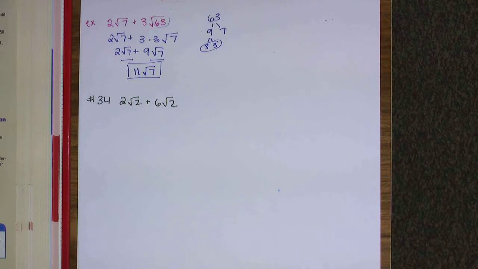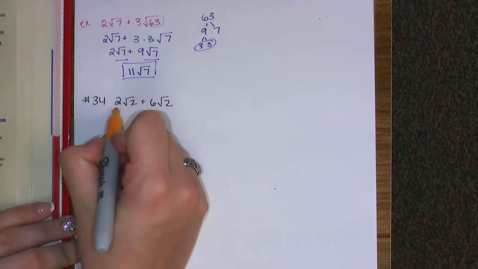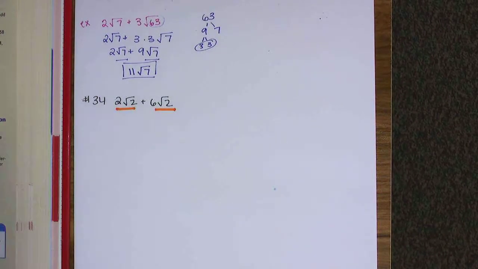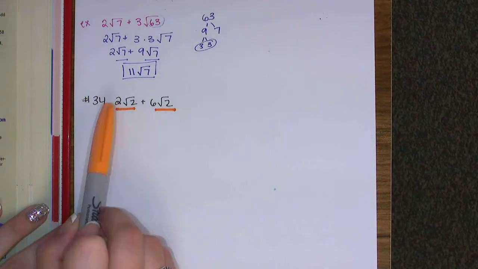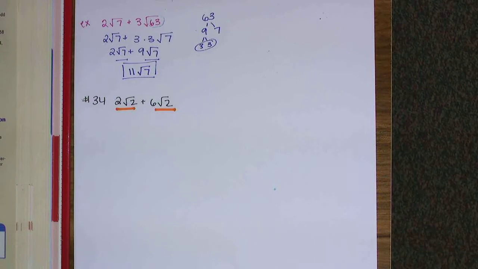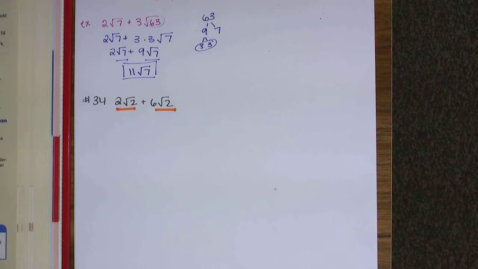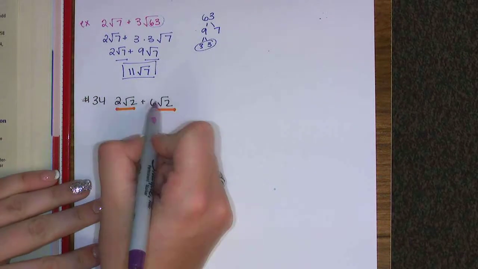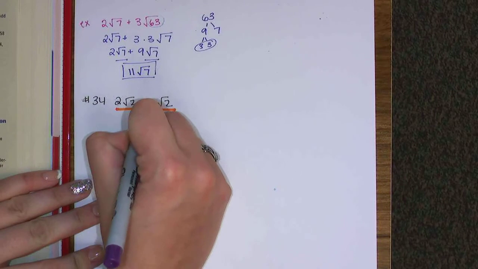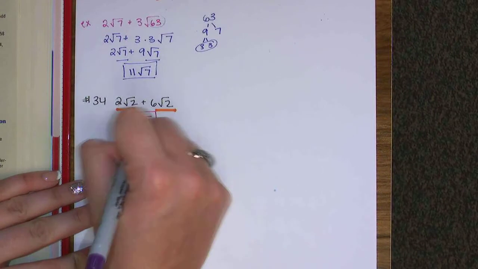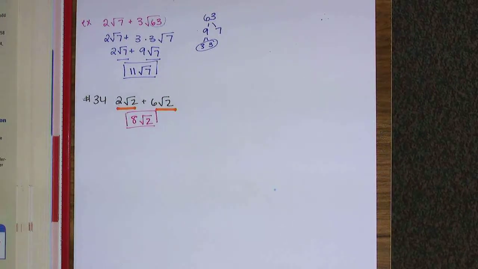I think it's good to underline things with like terms, especially when you get things that have a lot more in them. So we have 2 root 2 and 6 root 2. Adding those two together, 2 plus 6 is 8, and we leave the square root of 2 alone.